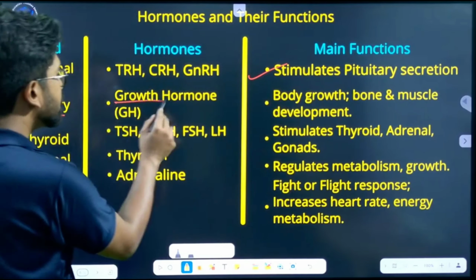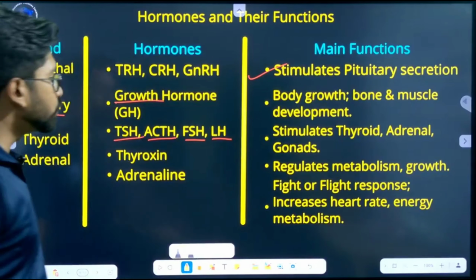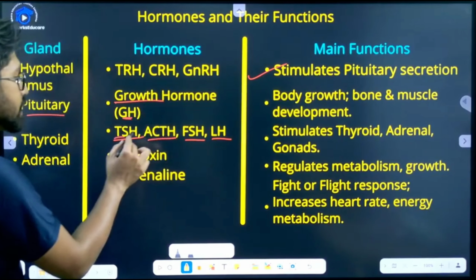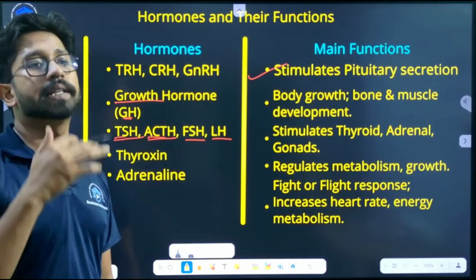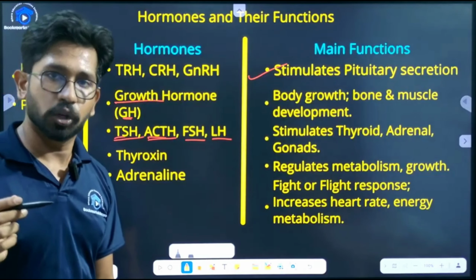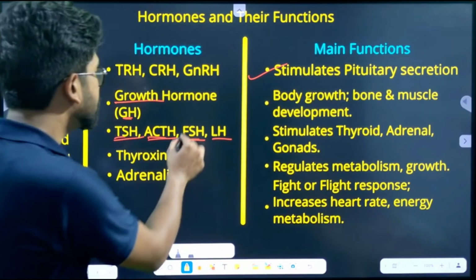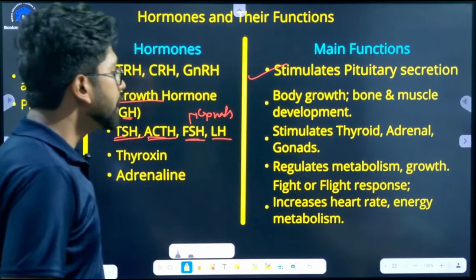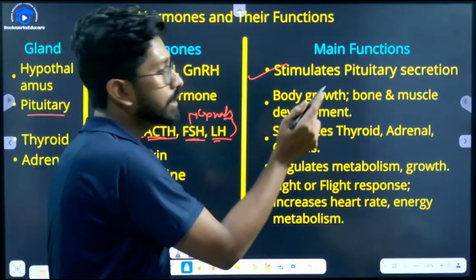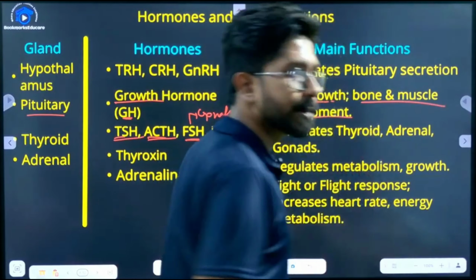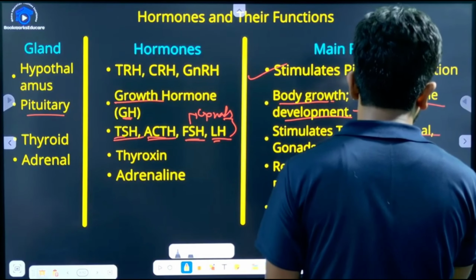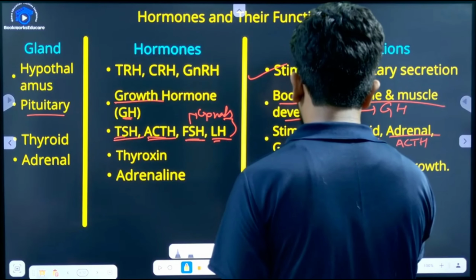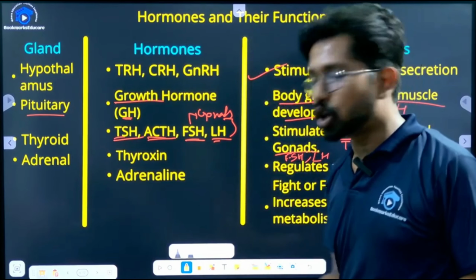Then there comes the pituitary. It releases growth hormone, TSH, ACTH, FSH, LH. Full form of GH is growth hormone. TSH is thyroid stimulating hormone, the hormone that helps stimulate the thyroid gland. ACTH is adrenocorticotropic hormone, as in it signals or excites the cortex part of the adrenal gland. Okay. Then there is FSH, follicle stimulating hormone. This acts on the gonads. Then LH also acts on the gonads. What I have written in the function: main function is body growth, bone and muscle development. All of this is done by GH. Then it stimulates thyroid by TSH, adrenal by ACTH, and gonads by FSH and LH. Okay, LH is called luteinizing hormone.